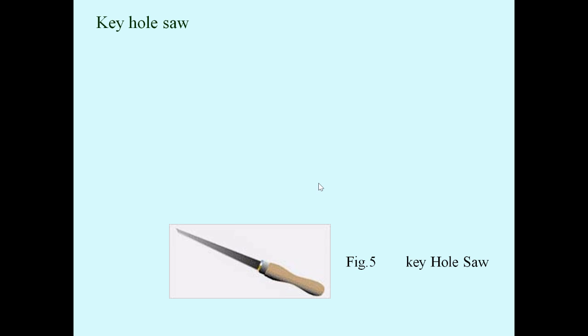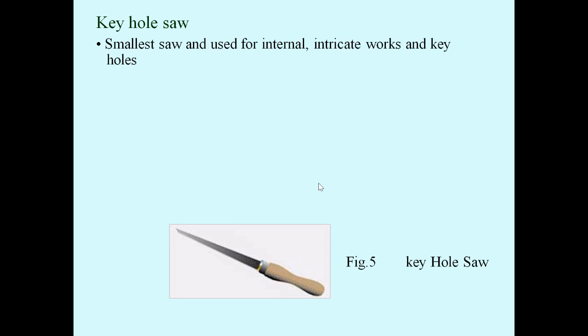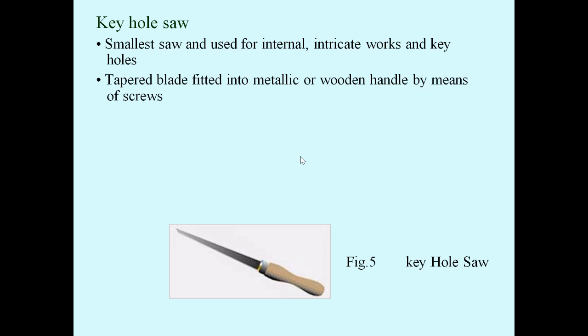Okay, next is the keyhole saw. This is the smallest saw, and it is used for producing internal intricate works and keyholes. A tapered blade is fitted to a metallic or wooden handle. This will be the metallic or wooden handle. A tapered blade is fitted to this by means of a screw.